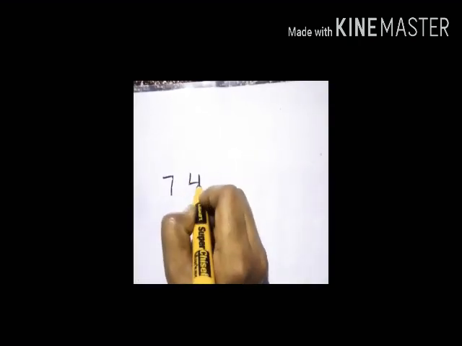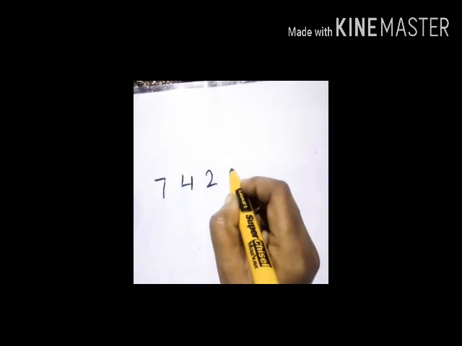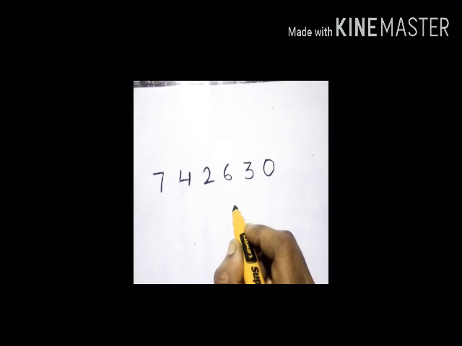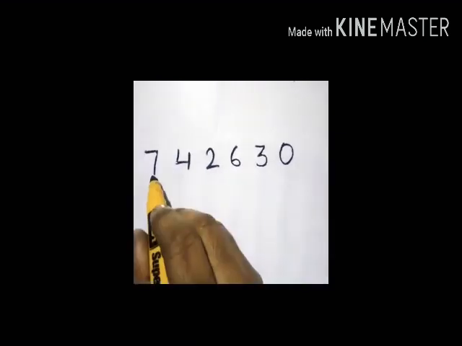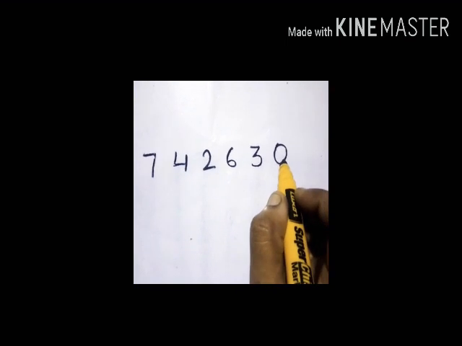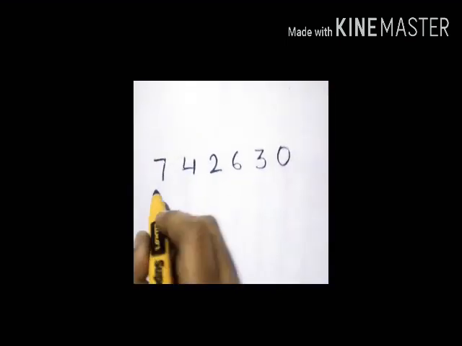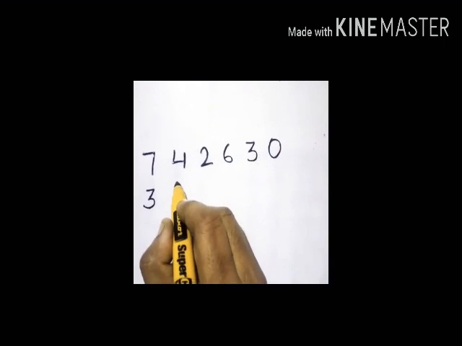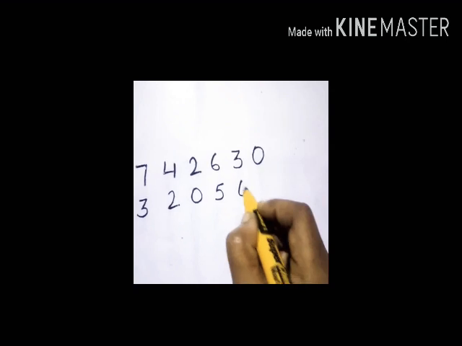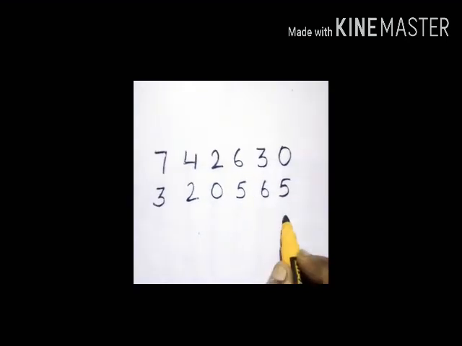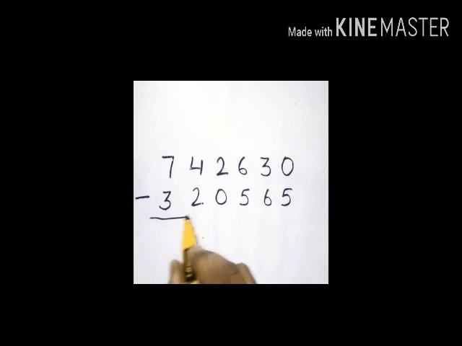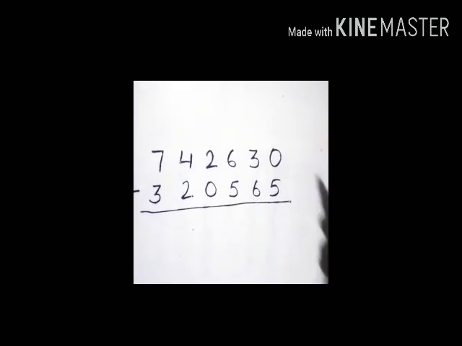7, 4, 2, 6, 3, 0. What is this number? 7,42,630. From this you have to subtract 3,20,565. I have taken one example, okay? Subtraction symbol, minus. You have to draw one line.